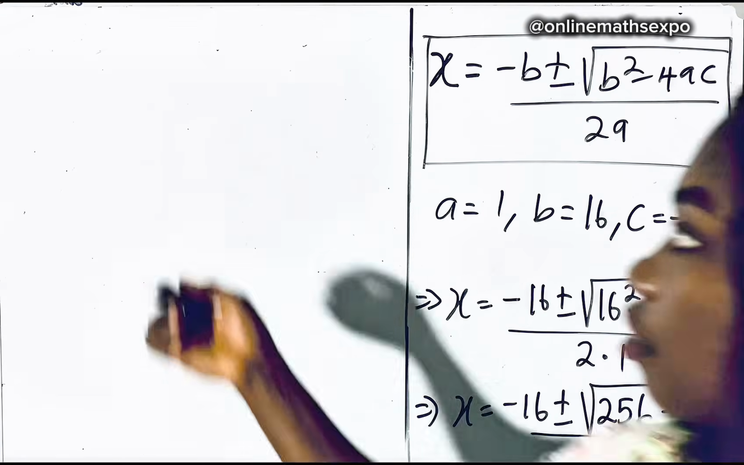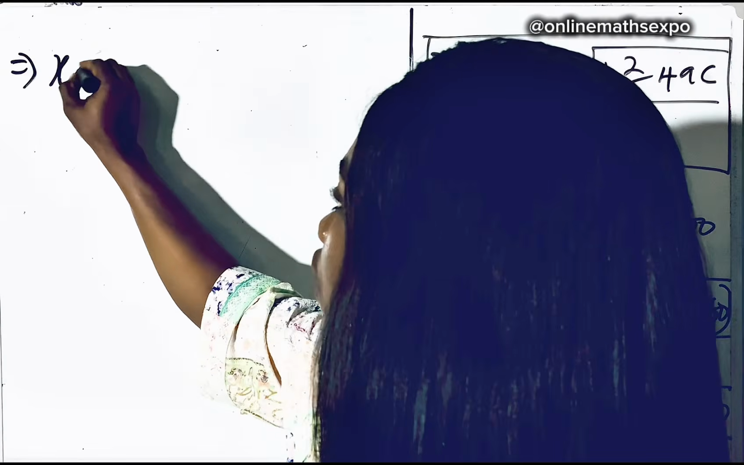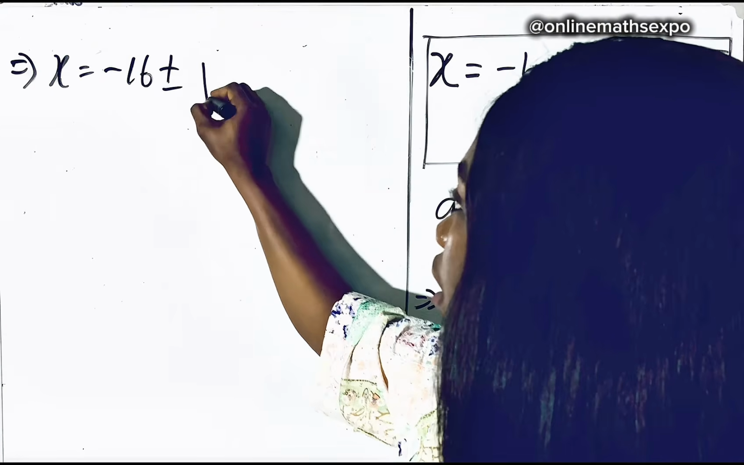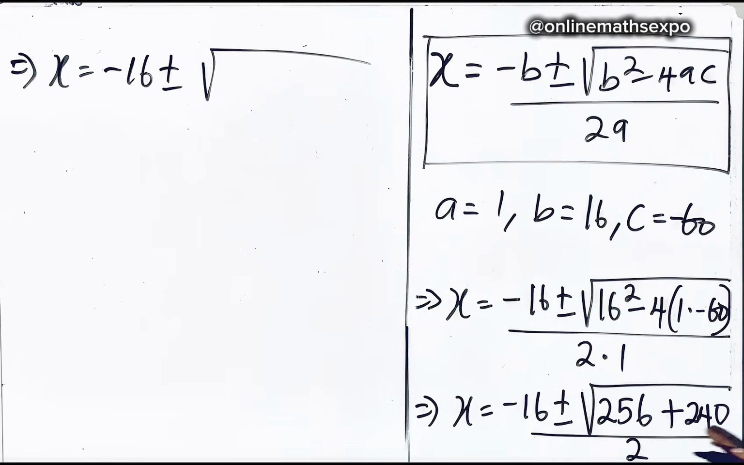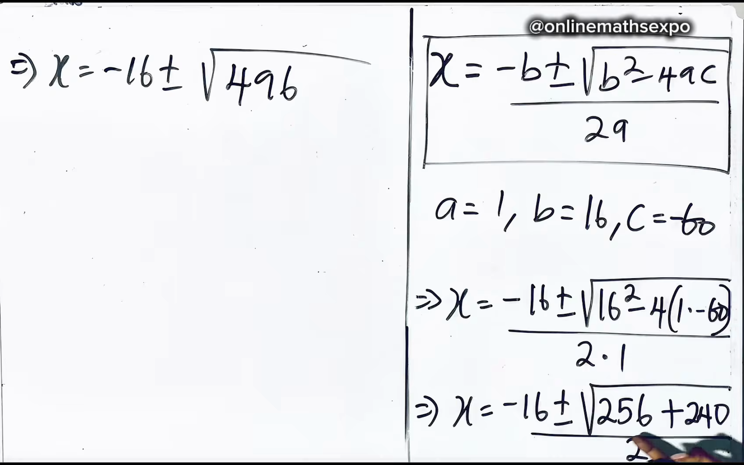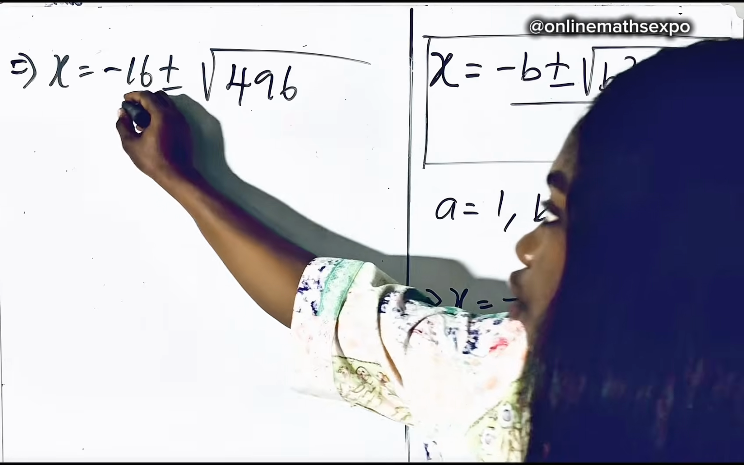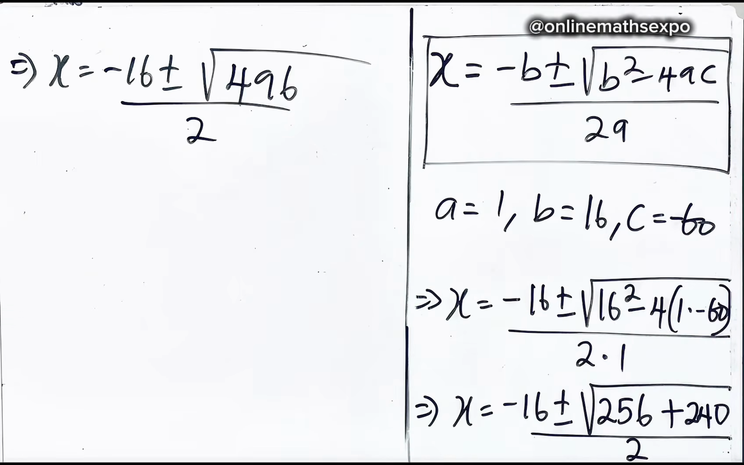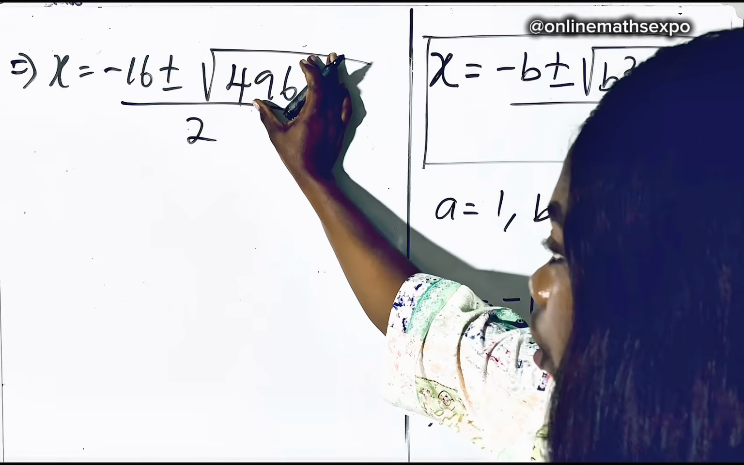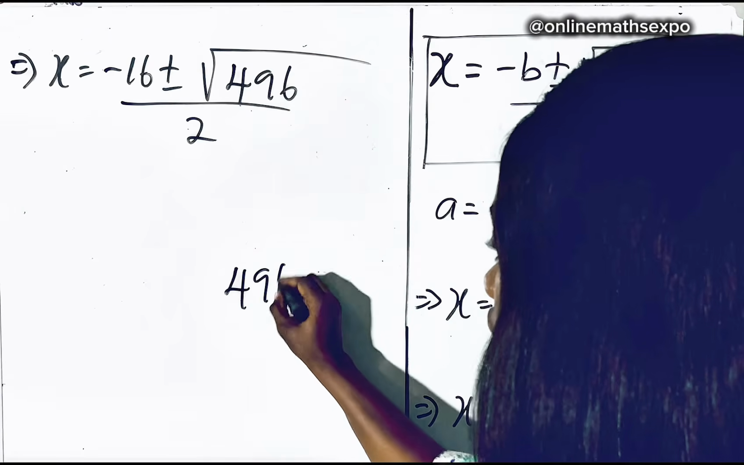We now have x is equal to negative 16 plus or minus square root of, add this up, it gives us 496, then divided by 2. Keep solving. What should we do next? We quickly get the square root of this. So we can easily do it this way.